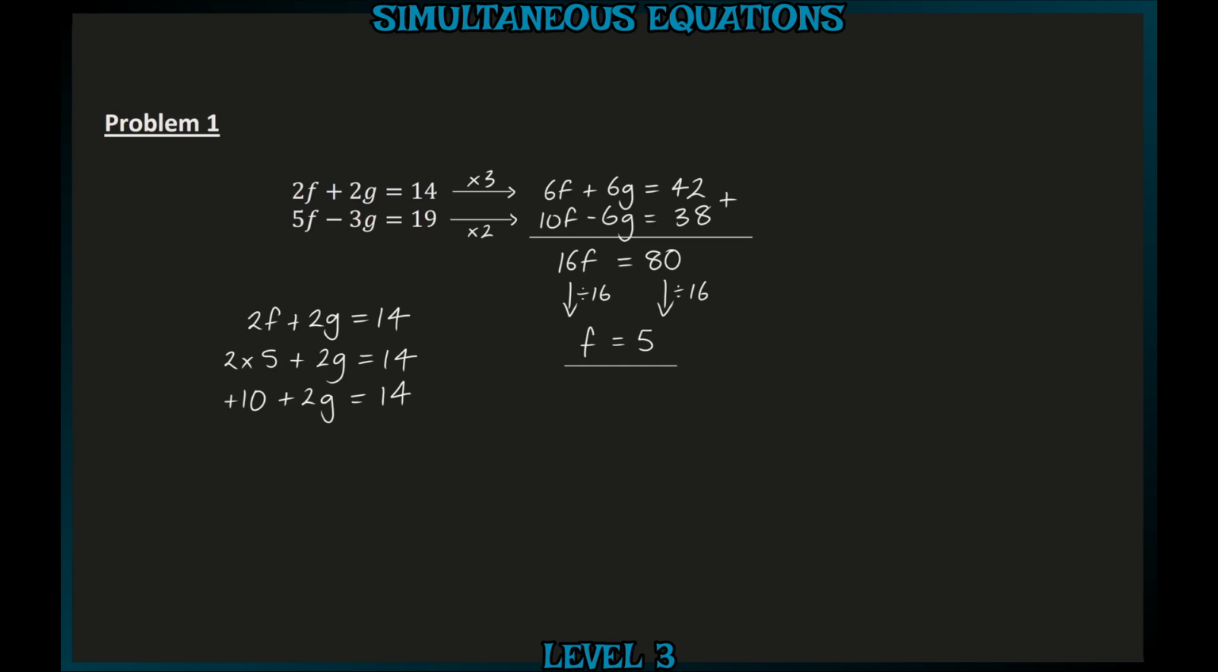And since this is a positive 10, we can remove it by subtracting 10 from the left and also subtracting 10 from the right. And on the left, the plus 10 and the minus 10 cancel out to leave us with 2g, and on the right, 14 minus 10 is 4. Finally, to remove the times 2 in front of the g, we can divide both sides of the equation by 2, and on the left, the times 2 and the divide by 2 cancel out to leave us with g, and on the right, 4 divided by 2 is 2, so g is equal to 2. And this means that our final solution to problem 1 is f equals 5, g equals 2.